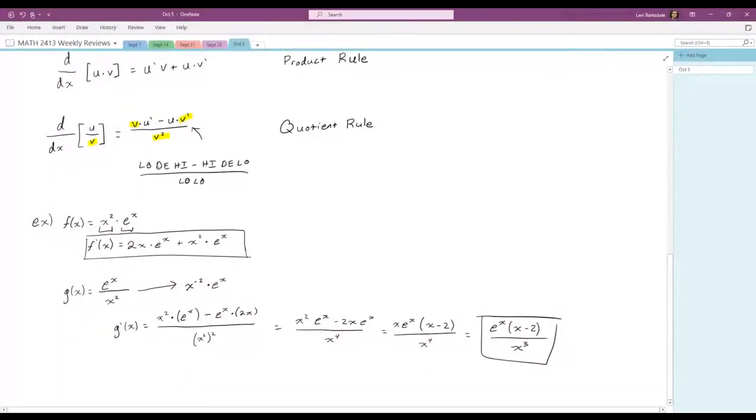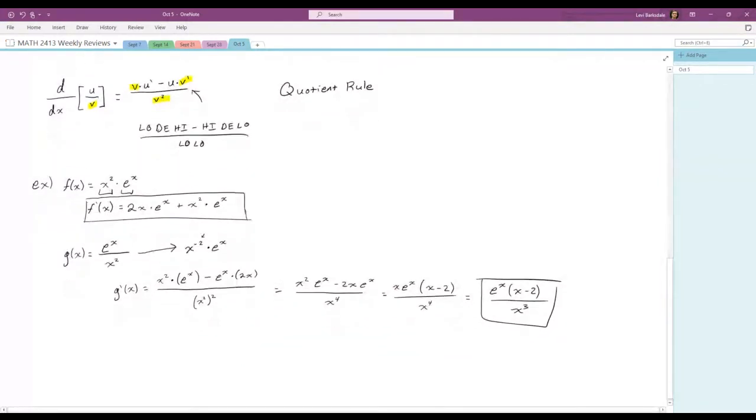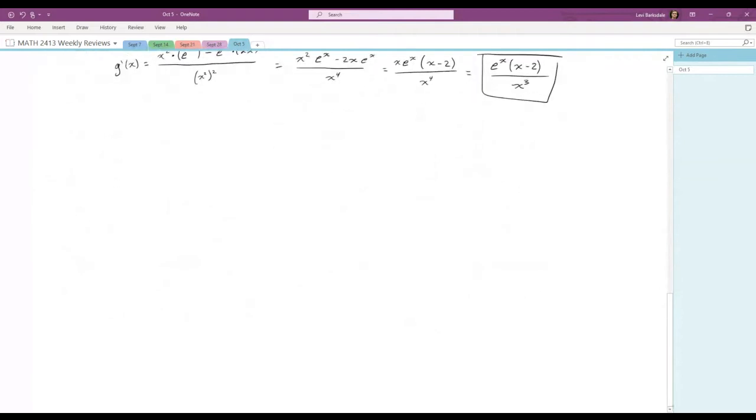So the quotient rule is really just the product rule in disguise, but it's a lot more convenient to think about because we don't like to mess with negative exponents because sometimes they're difficult to work with, especially with more complicated functions. So remember the product rule and the quotient rule, and let's do some practice problems.